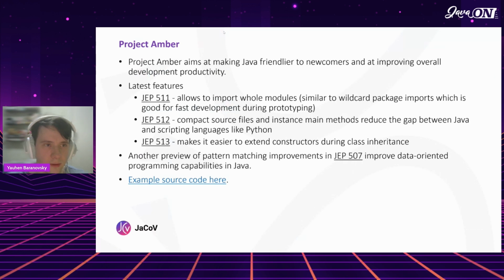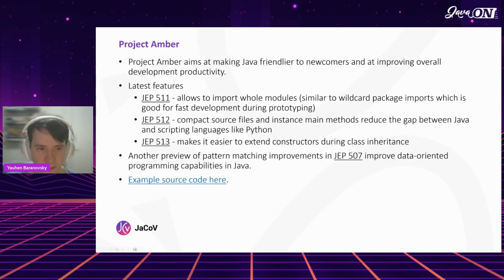A couple more features. The next feature set is related to some things that make Java closer to such languages as Python in terms of ability to quickly experiment. And this is about Project Amber. It introduced three finalized features and another feature which is still in preview. The first JEP allows us to use import statements which target whole modules. So hopefully you remember what the Jigsaw modules are.